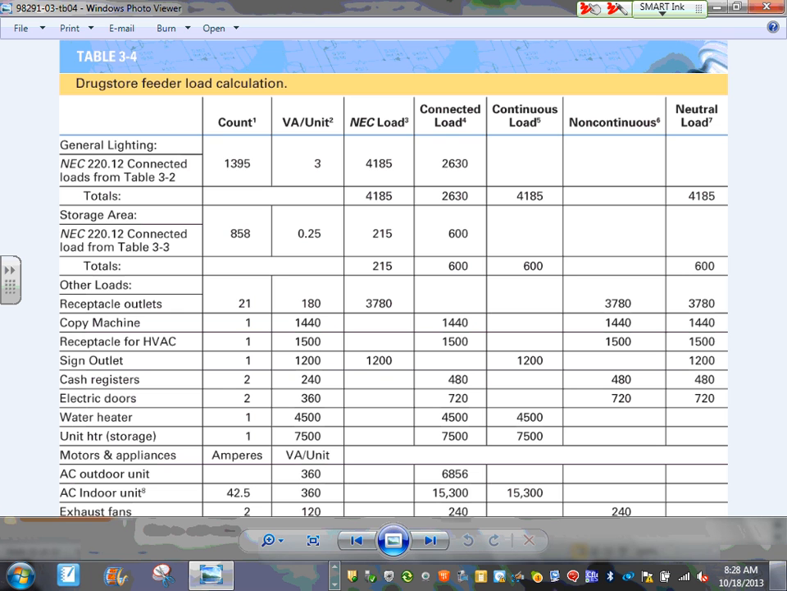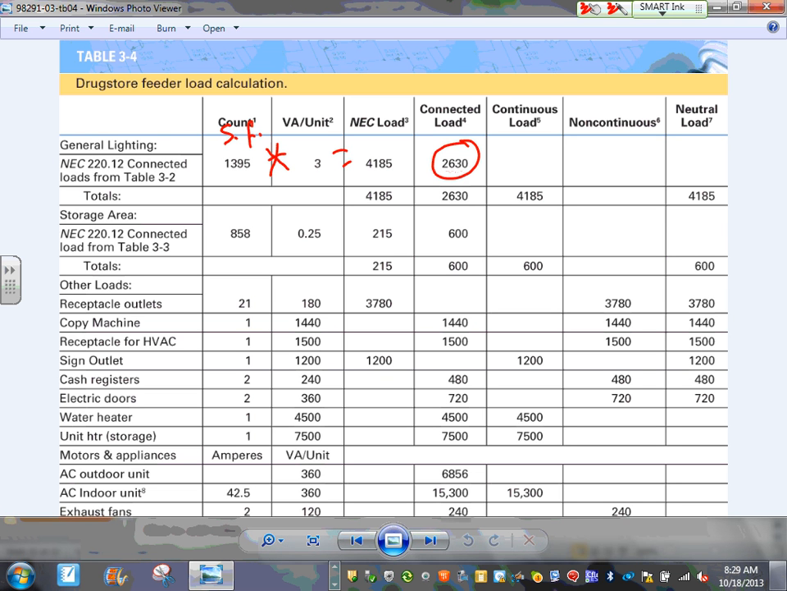220.12 connected load from table 3. So the connected load, they have 3 volt-amps. This is my connected load. So NEC load and connected load. This is coming from the actual. This is multiplied by this, and that will get you the NEC code. Look, 3 volt-amps. This is the square foot multiplied by 3. That will get you this value.